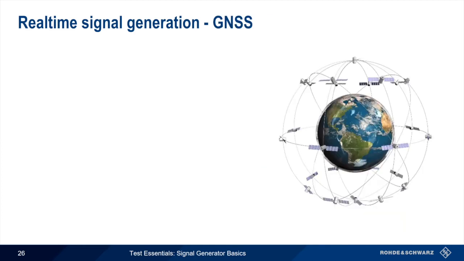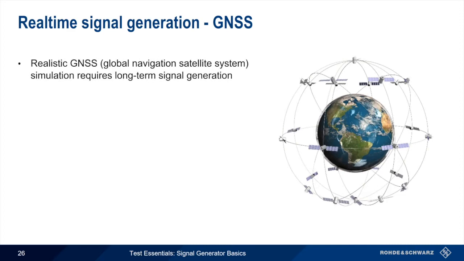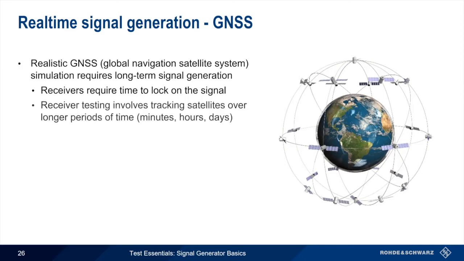Another example of real-time signal generation involves simulating GNSS, or Global Navigation Satellite Systems. The best-known examples of GNSS are the American GPS, or Russian GLONASS systems, which provide location and timing information worldwide. In order to test a GNSS receiver, a vector signal generator must simulate the signals from multiple satellites over longer periods of time. Receivers require time, often on the order of minutes, to lock onto the signal, and receiver testing may require the receiver track satellites for very long periods of time, up to hours or days.